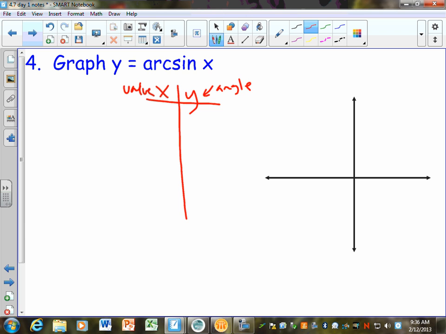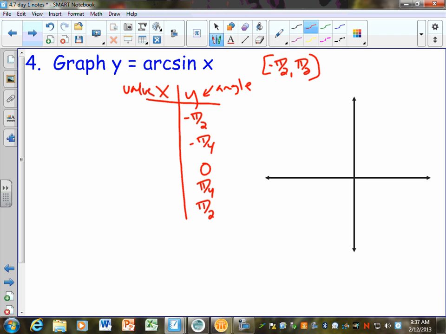Like, we could pick 0. And actually, let's think about what I'm restricted to, I already know, between negative pi halves and pi halves, so maybe I should pick those values. Start with negative pi halves, maybe pick negative pi fourths, and then 0, and then pi fourths, and then pi halves. But notice these are my y values, not my x values, because that's what happens when you do the inverse.